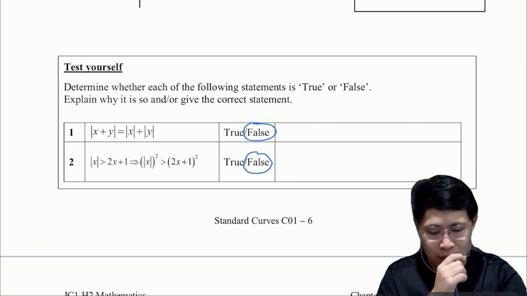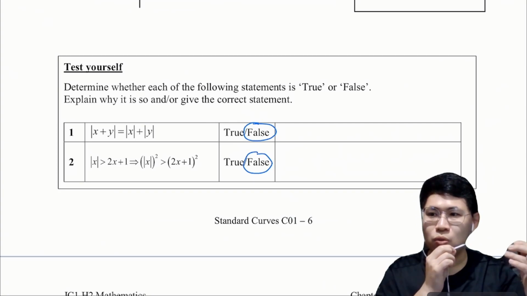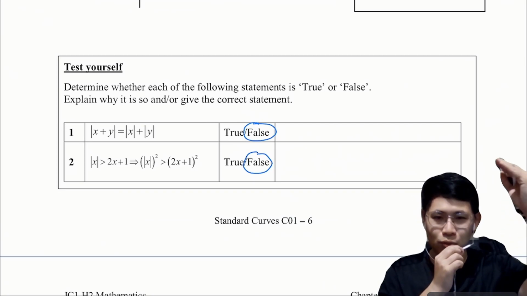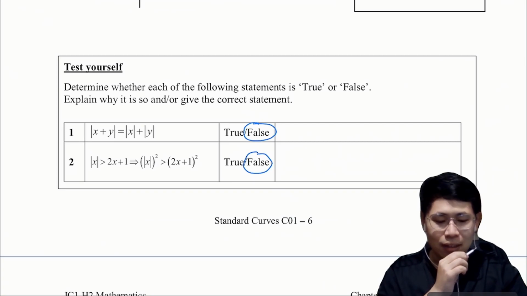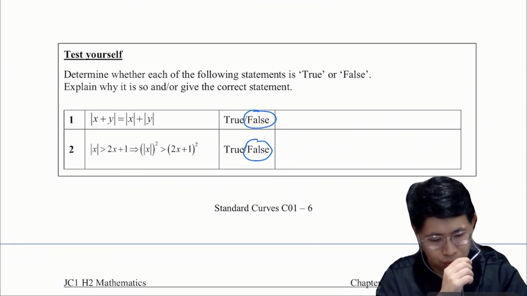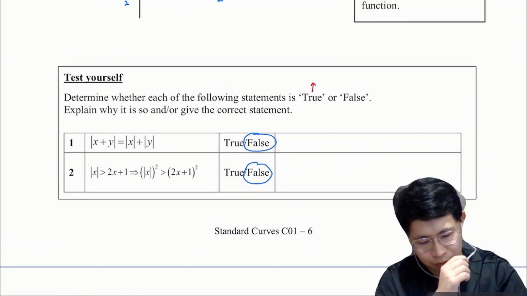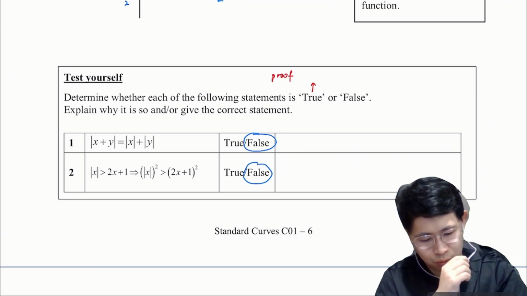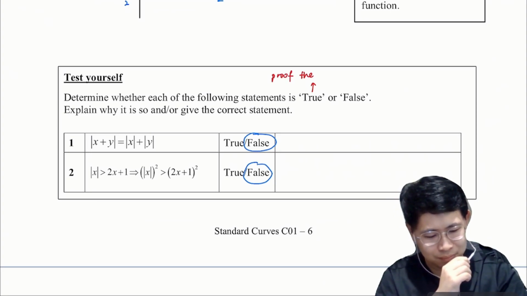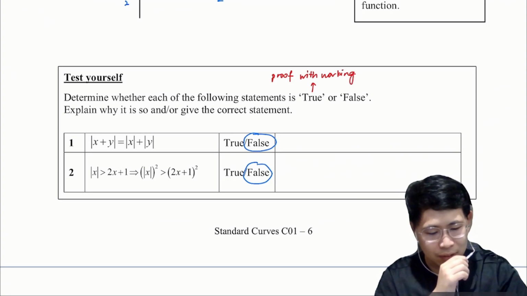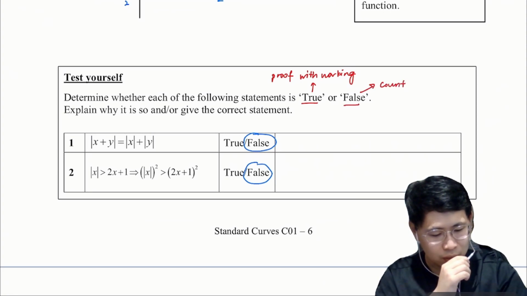Usually when we want to prove that something is true, we really need to prove it. We need to sit down and do the math or explain in words. If it is true, what the mathematicians or the logic people do is prove it with working, or proof with working or explanation. If it is false, then we just need to give a counter example or a false example.